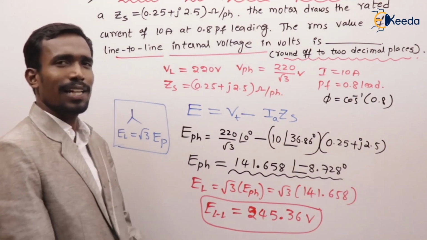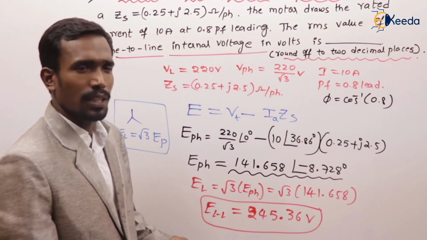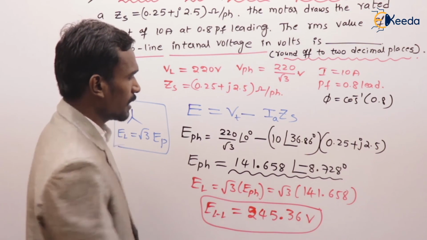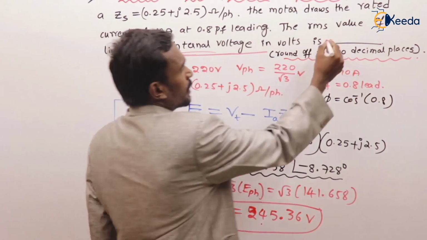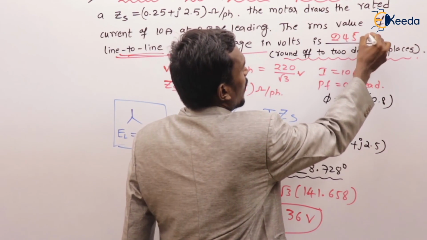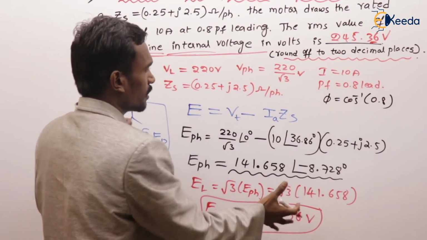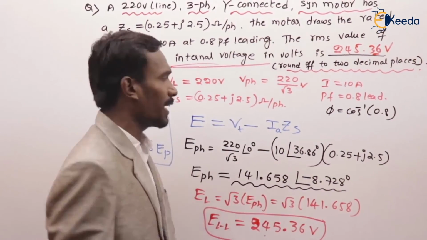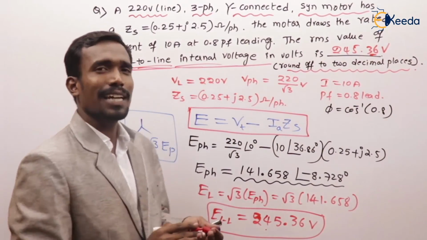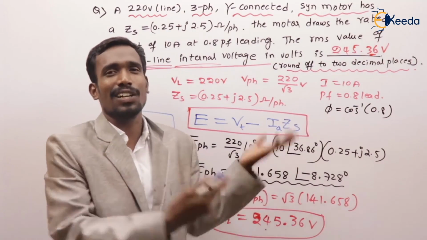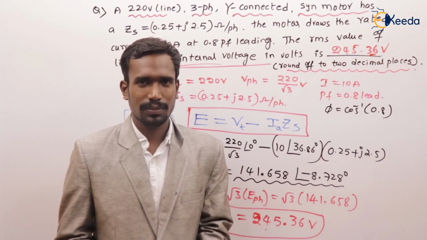If you calculate this value, the answer is 245.36 volts. They asked for the line voltage, 245.36 volts up to 2 decimal places. So this is the answer for this question. Very easy. We just have to find the EMF: Vt minus Ia into Zs. They gave Zs already, and Ia with the power factor angle. Yeah, this is our question.